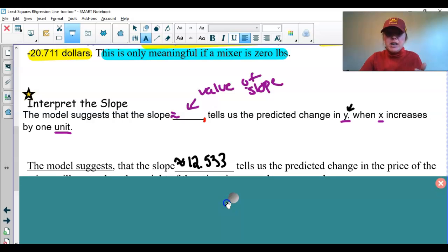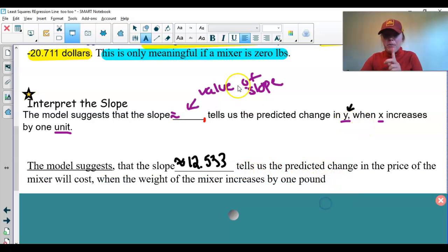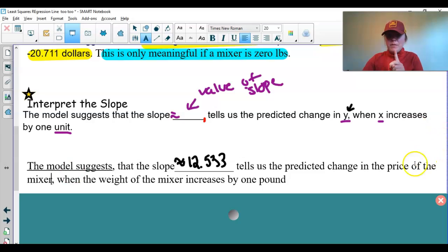Okay, so the model suggests that the slope is approximately 12.533. So we just go word for word with what we have right from this template right here. Tells us the predicted change in y. So tells us the predicted change in the price of the mixer. That should be gone. Forgive me. Right? Tells us the predicted change in y.